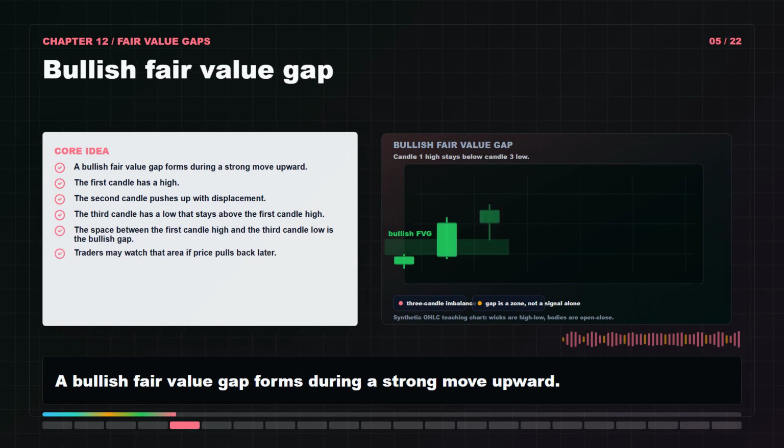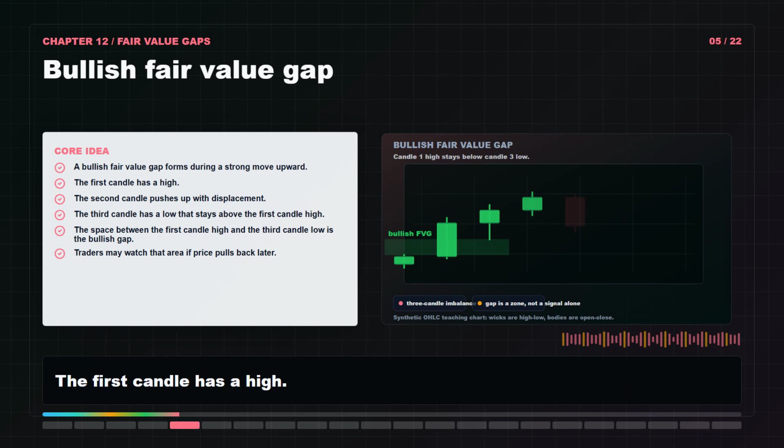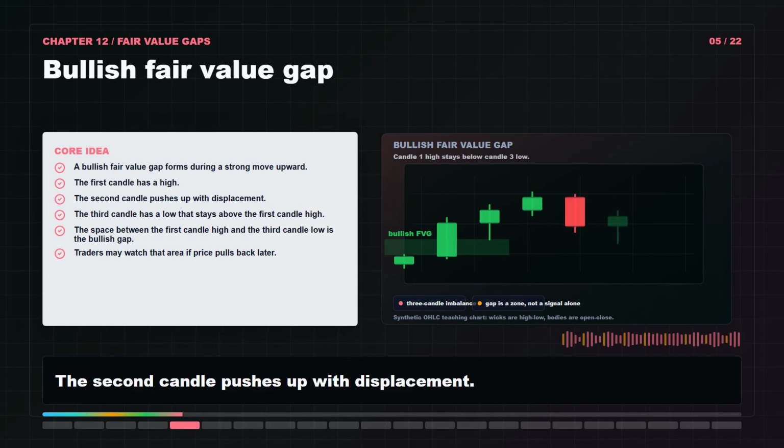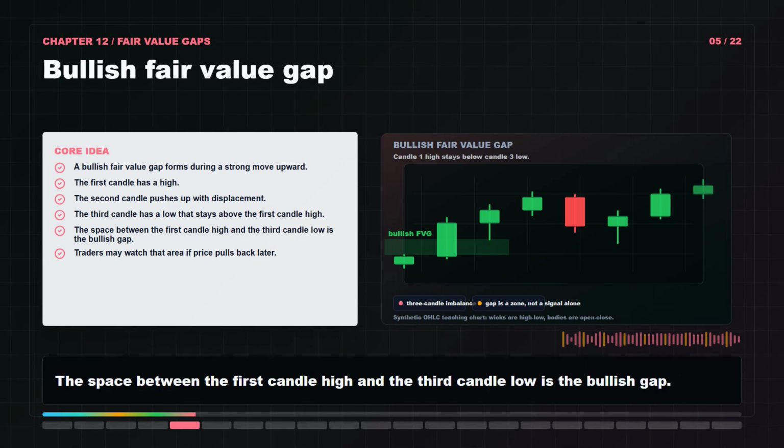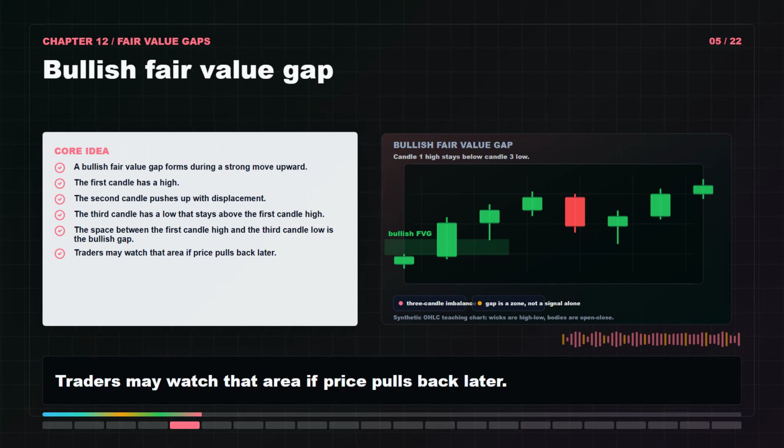A bullish fair value gap forms during a strong move upward. The first candle has a high. The second candle pushes up with displacement. The third candle has a low that stays above the first candle high. The space between the first candle high and the third candle low is the bullish gap. Traders may watch that area if price pulls back later.